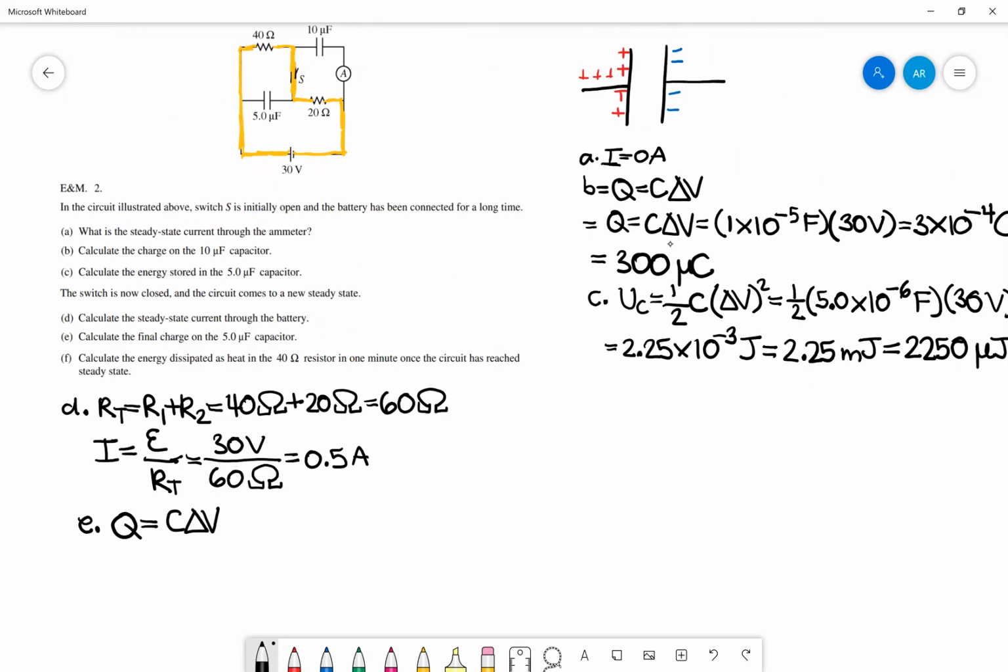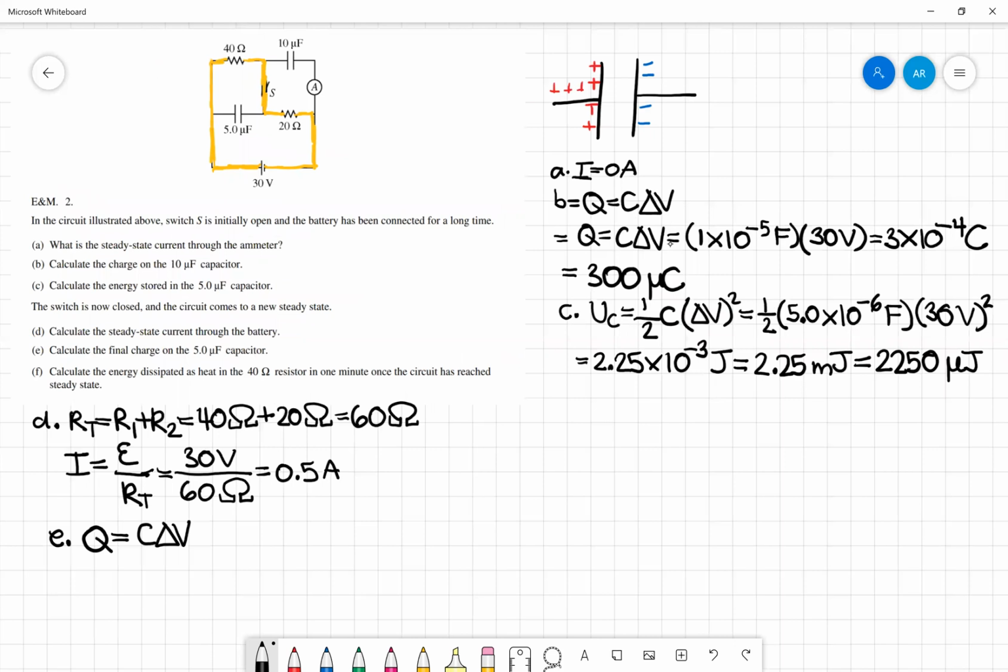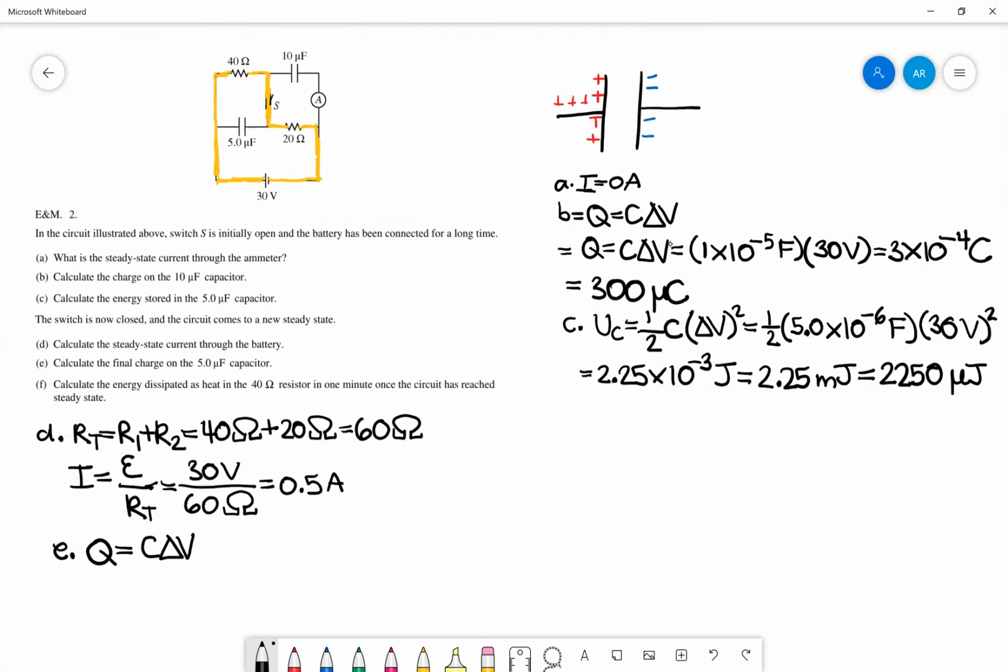Well, in order to find the voltage, you have to realize that, first of all, it's not the same concept as part C. The voltage is not equal to 30 volts. If you take 30 volts as your voltage, you will get it wrong. Because in part C, where we last found the voltage of the 5 microfarad capacitor, the current through the 20 ohm resistor we assumed to be 0 because the switch was open. There was no closed path around the circuit.